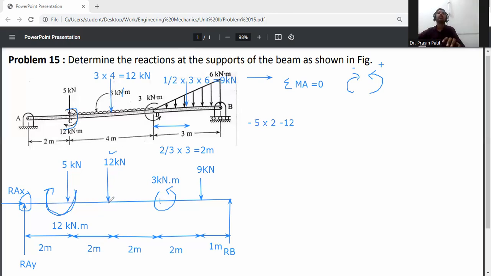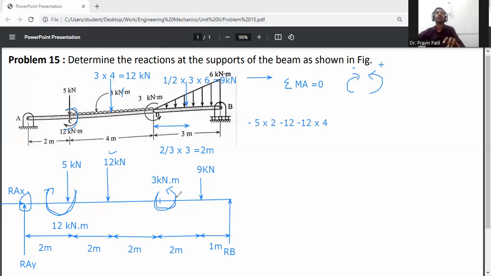Then the third one, this is 12 kN. How is 12 kN rotating? About A, it is also clockwise direction. Clockwise direction will be negative, minus 12, into the perpendicular distance about A, which is 2 + 2, 4 meters. So 4.